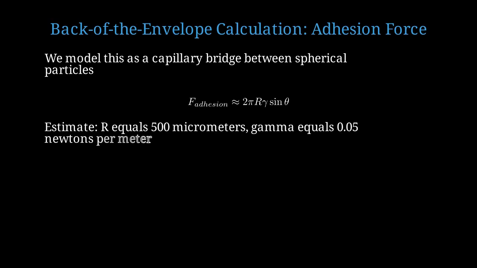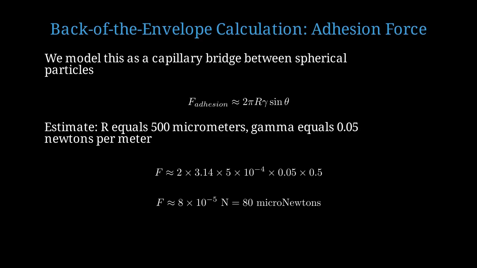Let's estimate. Contact radius r is approximately 500 micrometers, or 5 times 10 to the negative 4 meters. The surface tension of the starch gel is approximately 0.05 newtons per meter, and sine theta is roughly 0.5. Plugging in, F approximately equals 2 times 3.14 times 5 times 10 to the negative 4 times 0.05 times 0.5. This gives us approximately 8 times 10 to the negative 5 newtons, or 80 micronewtons. This is a small force, but there are many contact points.